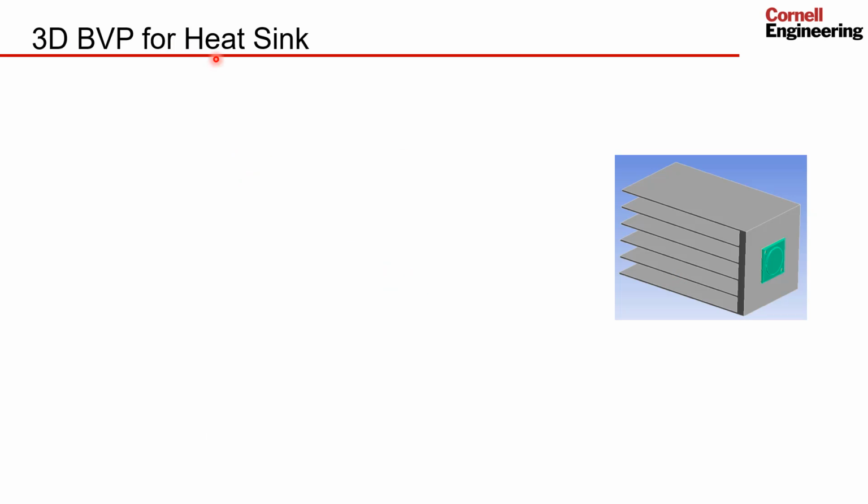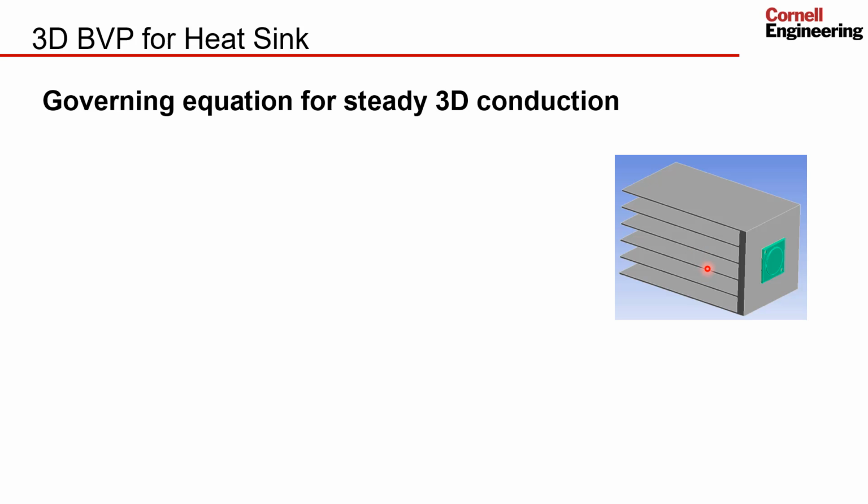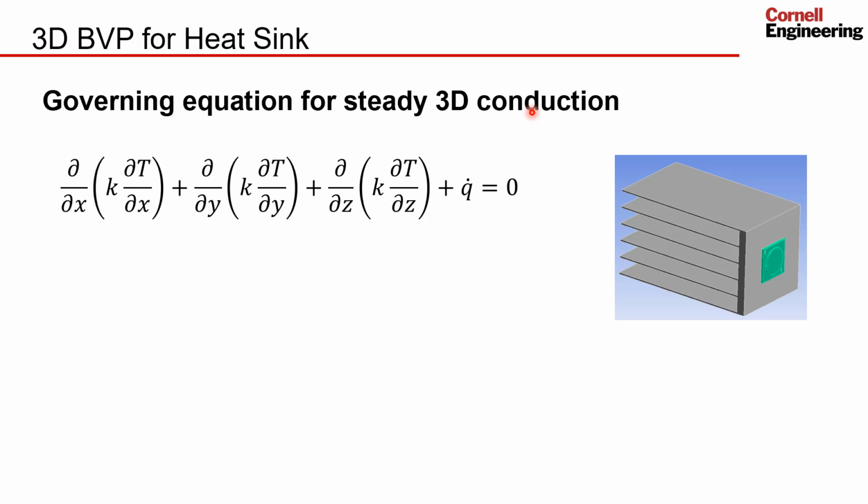So what is the 3D boundary value problem for the heat sink? The domain over which we want to solve our governing equations is given by the geometry. So it's much more complicated than the type of rectangle we had in 2D. And the governing equation for steady 3D conduction, the steady 3D version of the heat diffusion equation, you can see over here. So you have derivatives in x, y, and z, and you have the heat generation term. So this is a 3D second order partial differential equation. And we need to solve that to find temperature as a function of x, y, and z, and then we know the temperature everywhere in this assembly.